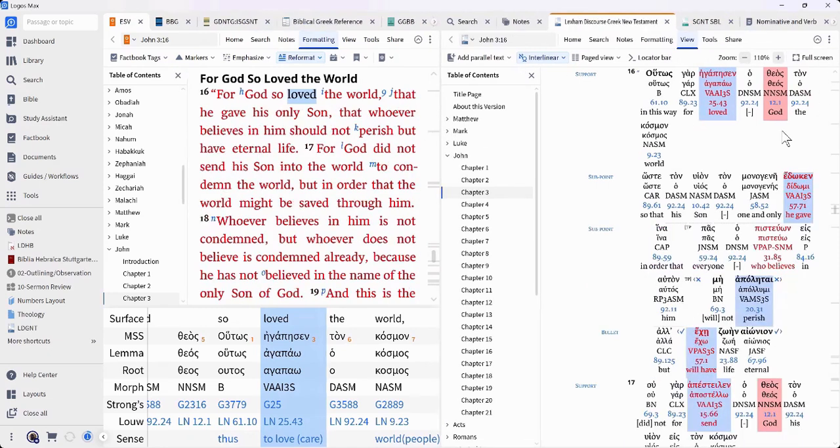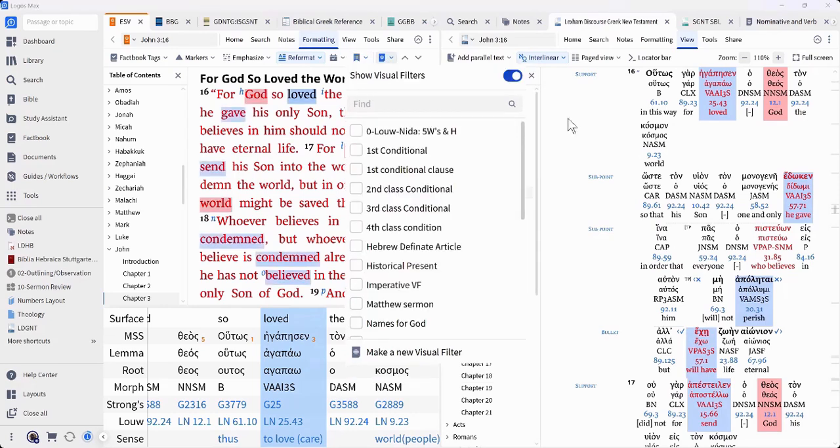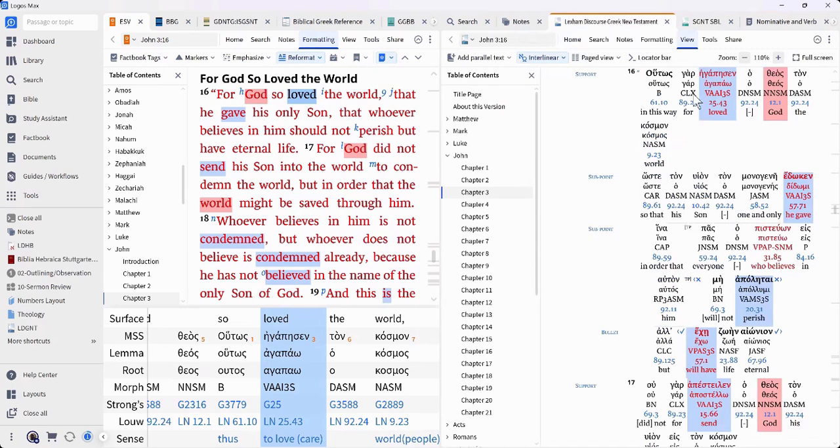So in John 3:16, what we're also going to do, I'm going to show my filter here because I already made this filter. When we look over my filter, the red is those in the nominative. The blue is my verbs. So we're going to come over here, and this right here is the verb. Now, this right here is a definite article.